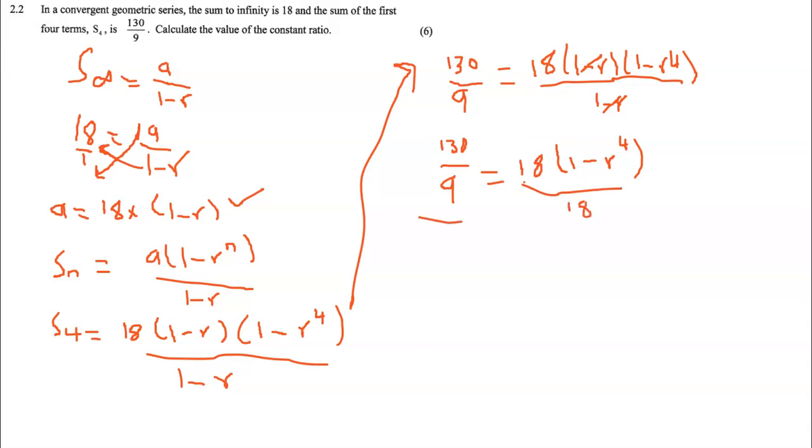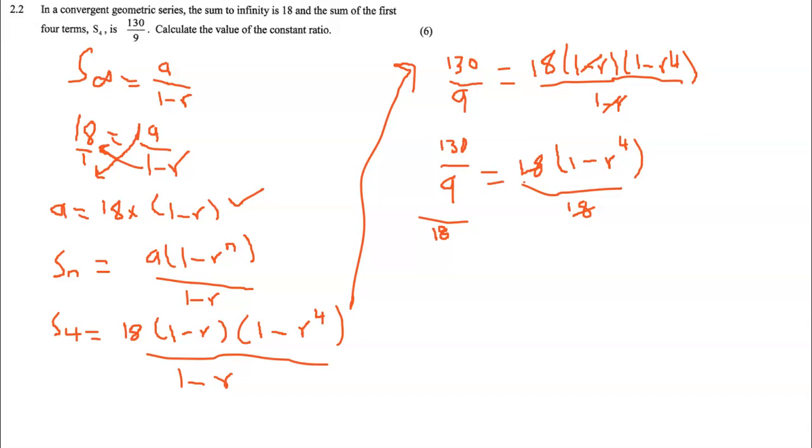Also this side by 18. So we know that on the right hand side it's 18. On this side 18 and 18 will cancel each other. Then this side we're going to have 130 divided by 9 and also divided by 18. So we divide the whole thing, which will be 130 divided by 9 and also divided by 18.